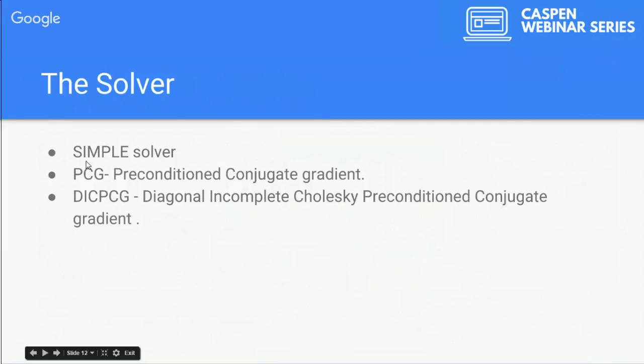So we have used the simple solver and we have used a preconditioner as PCG, and it is basically using DIC PCG. This is beyond the scope of our understanding at the moment. So you just have to understand that it is using a preconditioned method where the fluctuations between successive iterations are controlled.